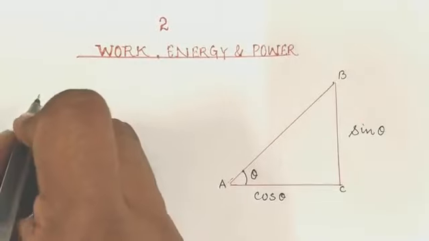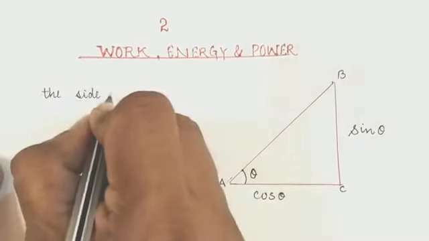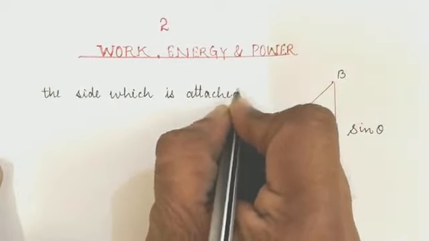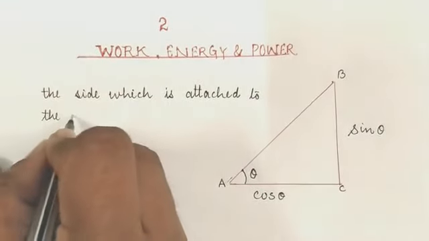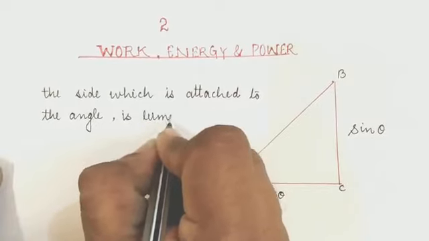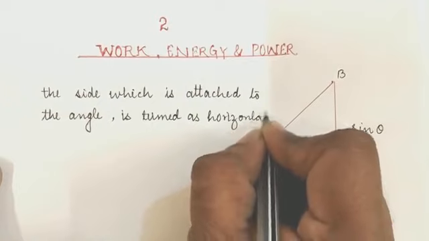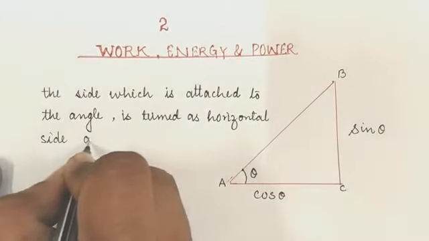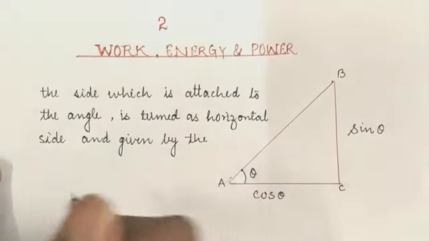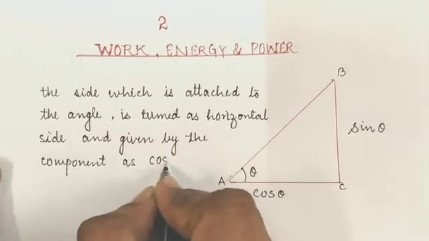So what I am going to give you is a glance about your query: the side which is attached to the angle is termed as the horizontal side and given by the component cos, and the angle is theta.